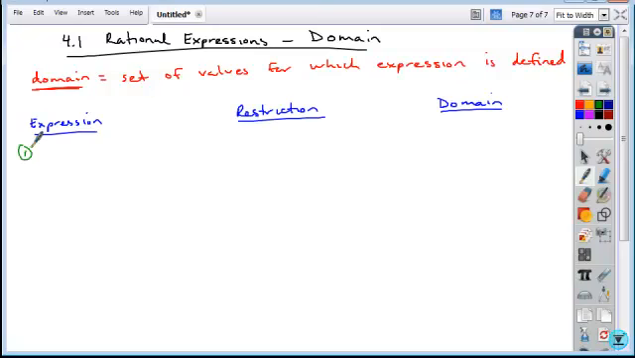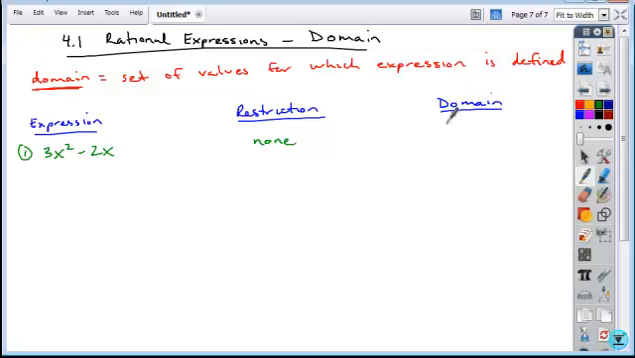So first, if we just have a polynomial expression written with nothing else included. So if we just have an expression, is there any restriction on the value of x that you can plug in for this expression? No. So in this particular case, there are no restrictions. Therefore, the domain is any value for x.